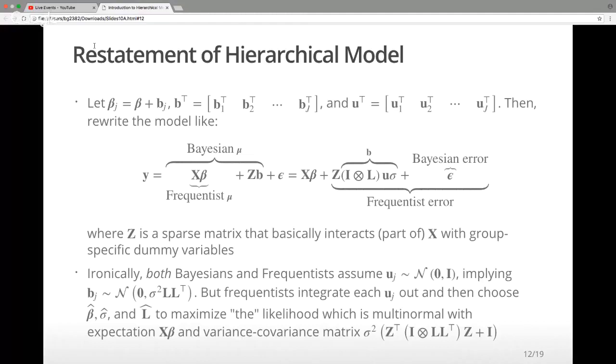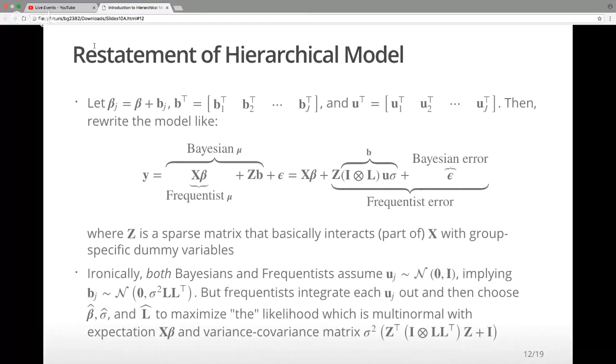Yeah, so Z is a matrix that has interactions between predictors X and the group level dummy variables. So if you have income and then you have what state you live in, there's going to be a column of Z for income multiplied by the dummy variable, do you live in New York? So it'll be income for everyone who lives in New York, and it's 0 in that column for everyone who isn't in New York.